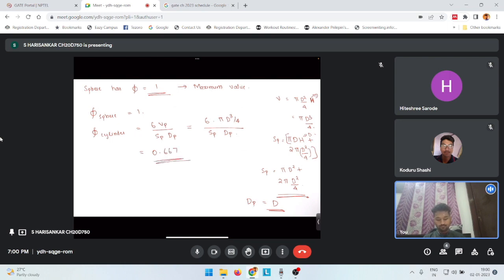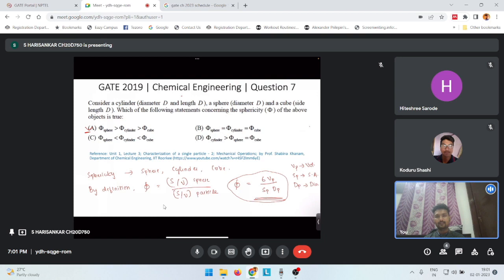And if we do the same in a similar fashion, we can write the sphericity of the cube as 6 Vp by Sp dP, and this will be even less than 0.667. So by this logic, option A is the right answer for this question.